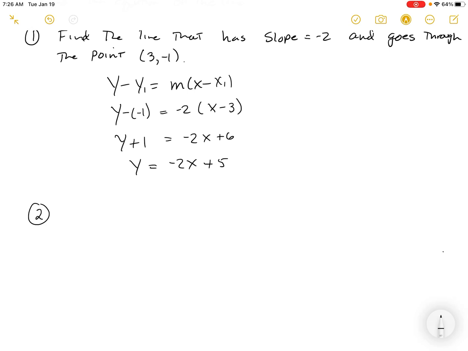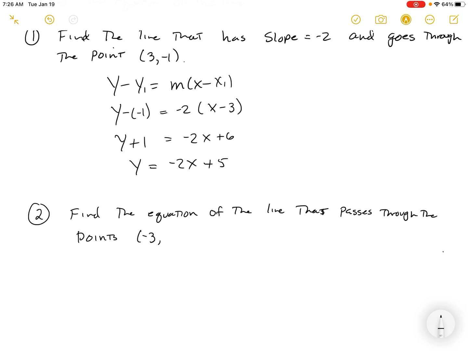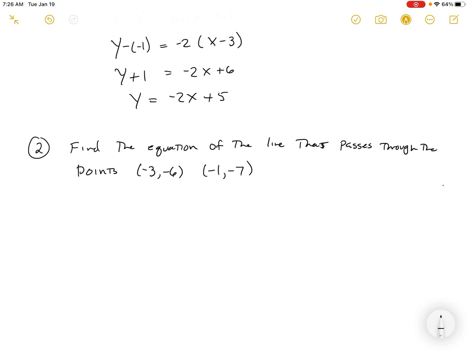Second question: find the equation of the line that passes through the points, and they'll give you 2 points. So I saw a problem that gave the points (-3, -6) and (-1, -7). And so hopefully you know what to do here. We first did this problem in beginning algebra, reinforced it in intermediate algebra. So what do we do? Well, we first find the slope.